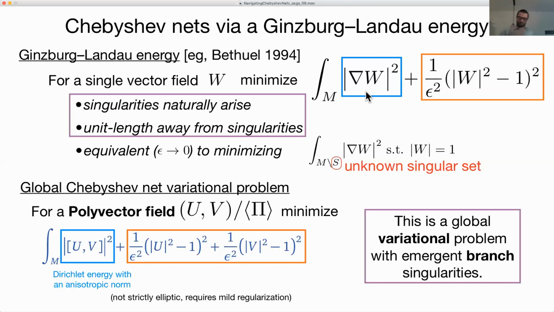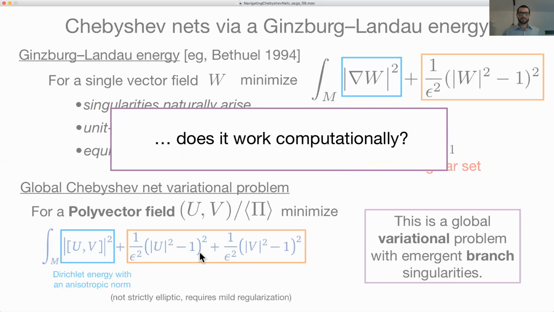And so this problem that we have for global Chebyshev nets now has the same flavor. We want to have something like an anisotropic Dirichlet energy and some unit length constraints, which gives us a variational problem with emergent branch singularities. So does it actually work? It's nice to have this theoretical reformulation of the problem, but now we have to implement it to see whether we can use it both computationally and hopefully all the way to fabrication.